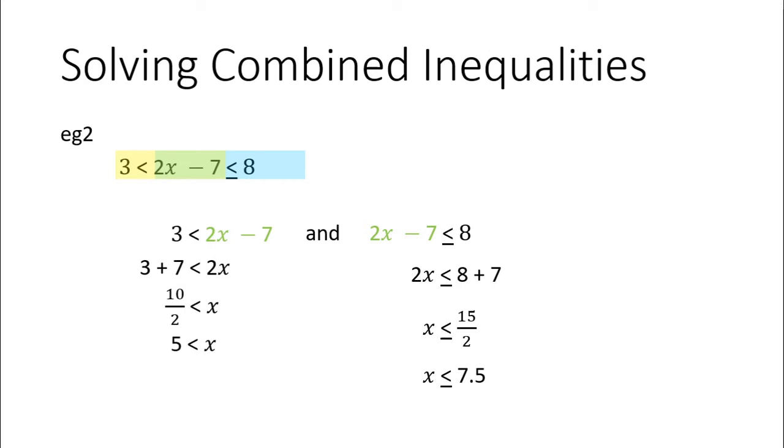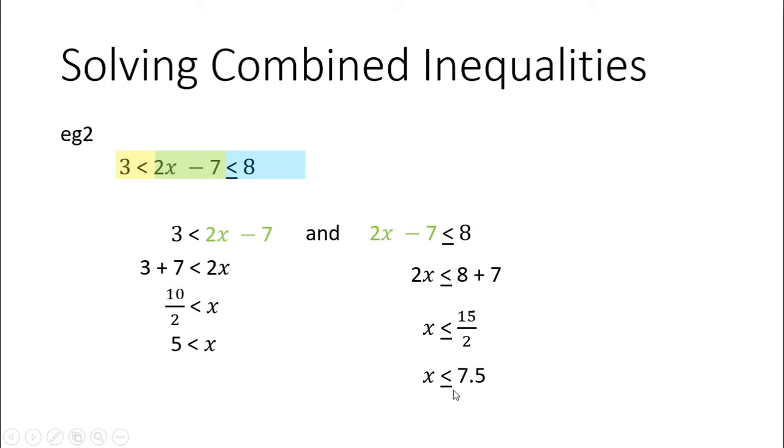So we've got 7.5. But again, x is not equal to 7.5. x is less than or equal to 7.5. x is on the smaller side of this symbol, and this symbol is underlined.